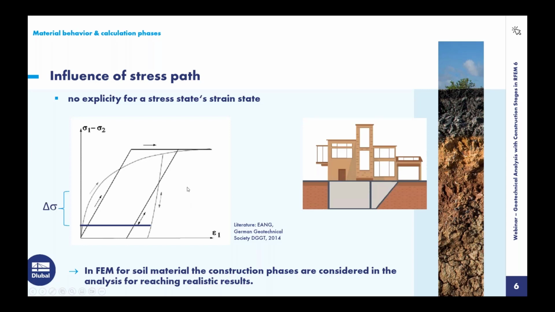If we now think about that we want to apply a load, there comes a load on our element, then we can see the stress path dependency. If the soil is reaching this level of load the first time, it will deform with the stiffness of the first loading, and we will have this strain.